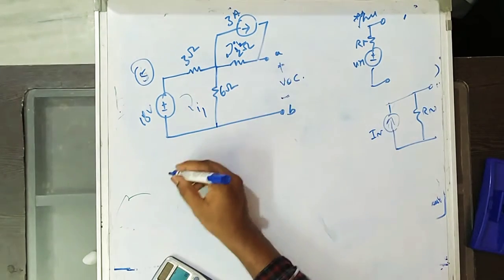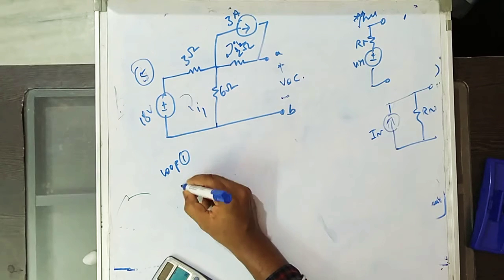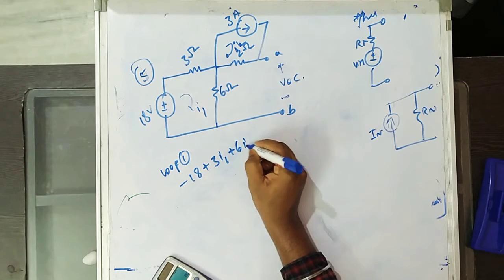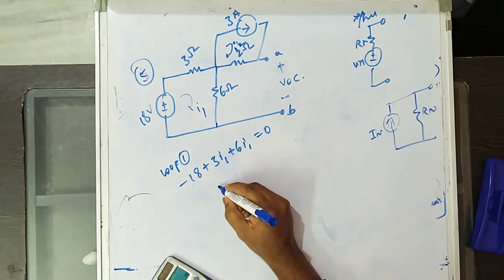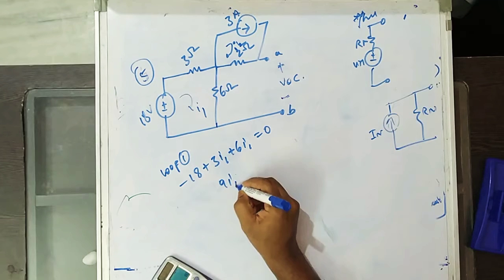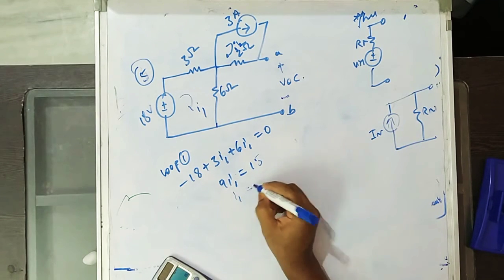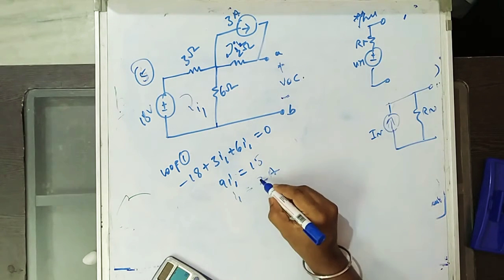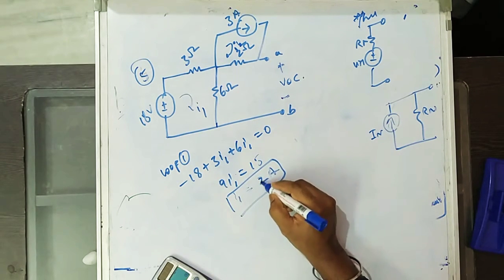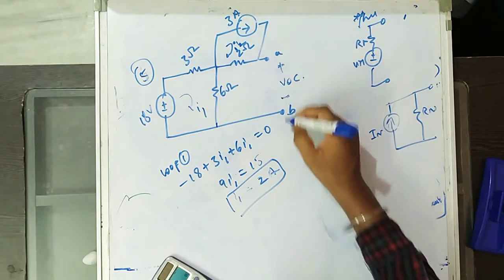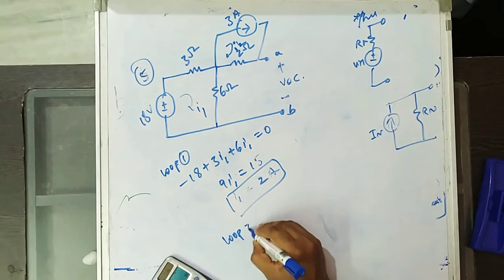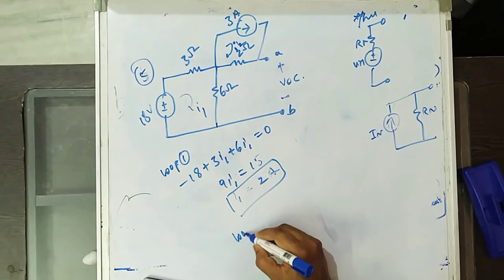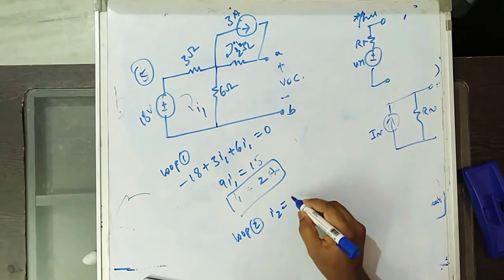Now from loop 1, what do you have? Minus 18 plus 3i1 plus 6i1 equal to 0. So we will get 9i1 equal to 18. So i1 equals 2 amps. From loop 2, directly we have I2 equal to 3 amps.